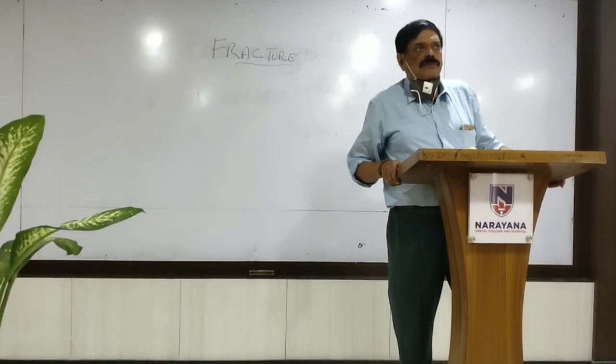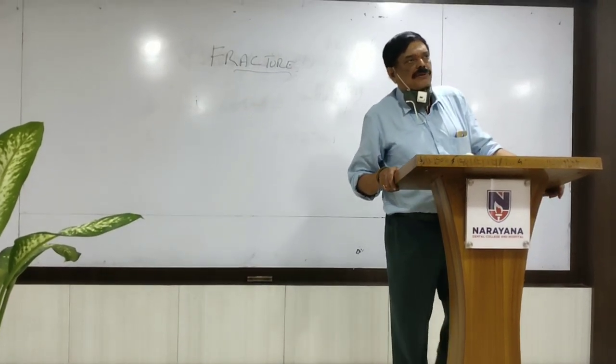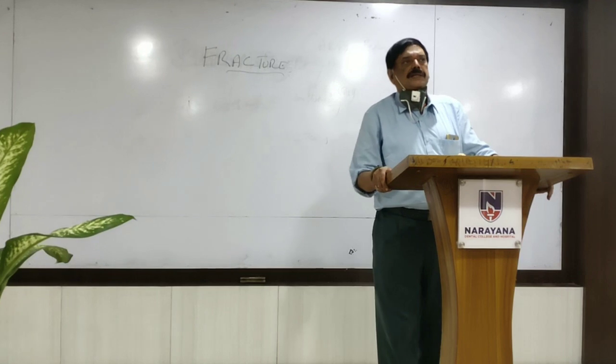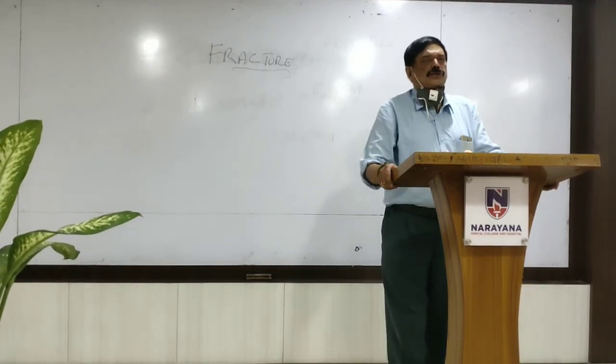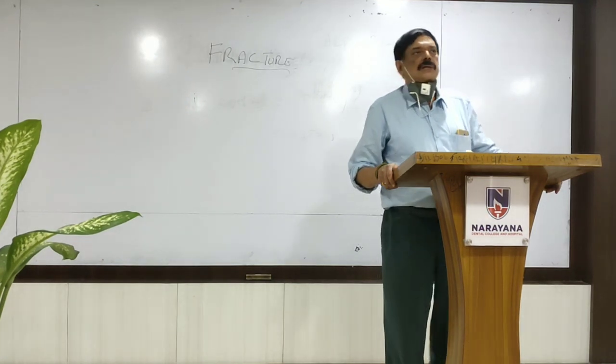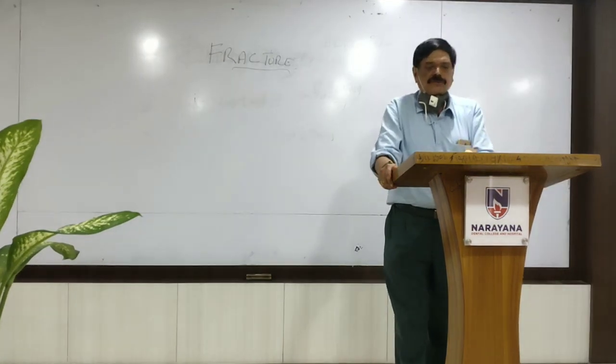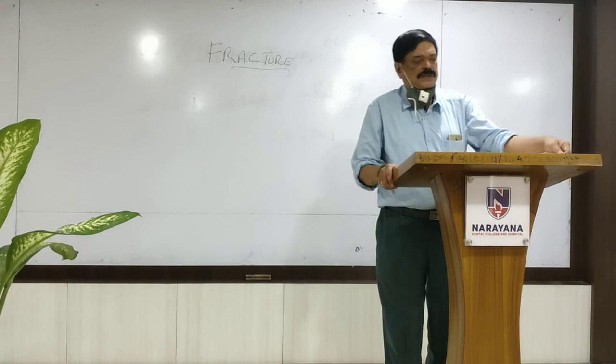Now, when you are looking for a fracture, you should not only look for the fracture. Look for any dislocation, the joint dislocation especially, look for any soft tissue injury, look for vascular injuries, look for nerve injuries. So those are the basic aspects of the fracture.